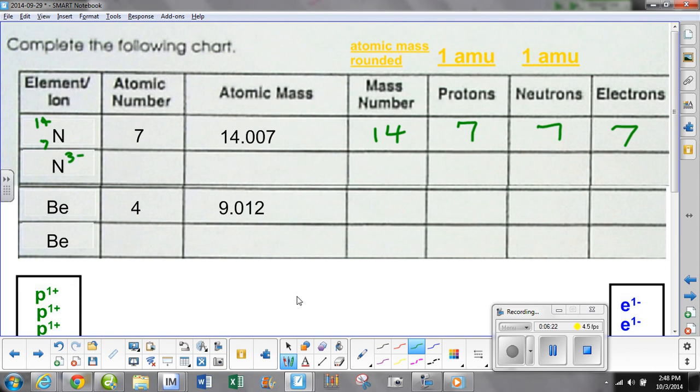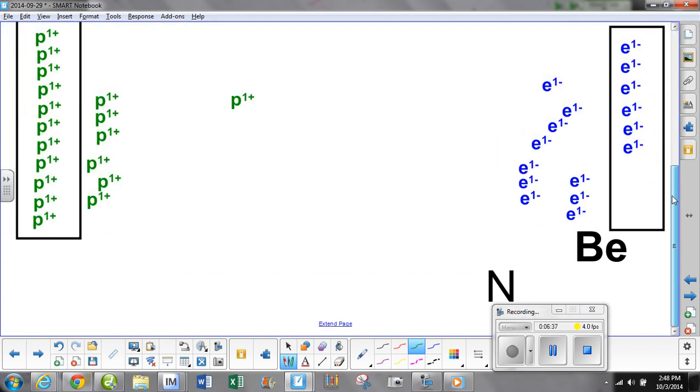I'm going to let you know that this guy is forming a 3- ion. Let's see what that means. We're going to go to nitrogen. So let's put nitrogen up here.